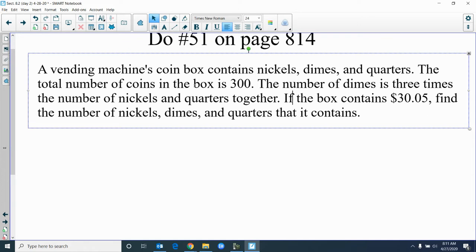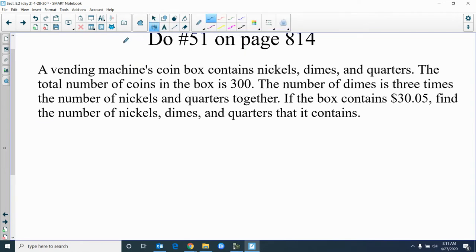All right, so we've got to come up with some equations. Here's the general rule of thumb. If we're looking for 3 things, you have to have 3 equations. If you only come up with 2, unless it's a little different situation, you're never going to be able to isolate a variable. So we've got to come up with 3 equations. I'm just going to use N, D, and Q. The number of coins in the box is 300. So you just add up the coins and you get 300. So that could be 100, 100, 100. Who knows? But that's the case.